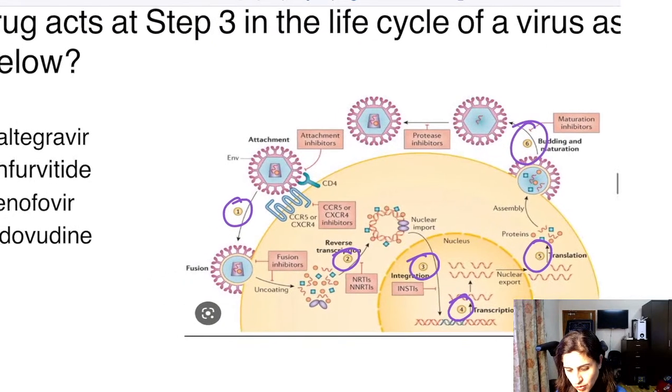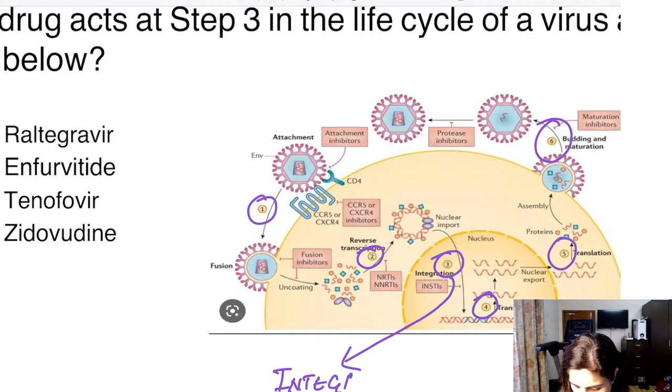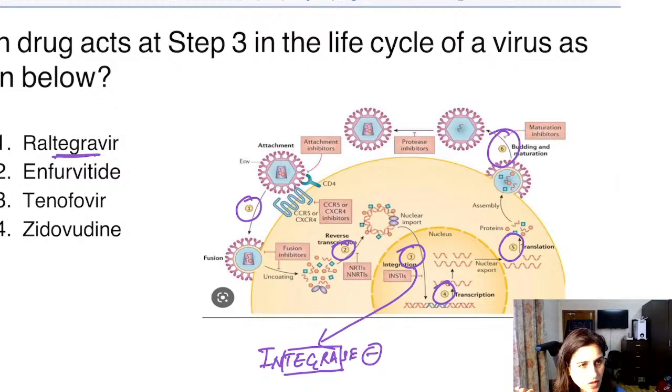So out of these drugs, which of the drug is going to act at step number 3? Very good, Arnav. It is raltegravir. Step number 3 है क्या? Integration. So आपको integrase inhibitors use करना है. So जिसकी spelling में T gray आ जाता है, ठीक है, T gray, that is your integrase inhibitors. So here your integrase inhibitor is raltegravir.